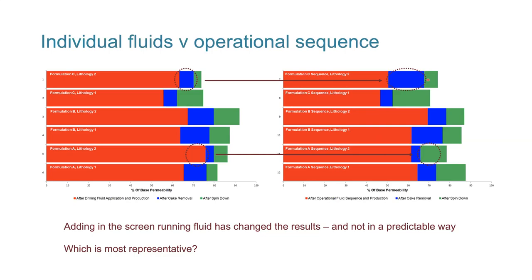Wasn't even high losses. So the first thing I'd like to say about making sure we get better test data is make sure we're testing full operational sequences. It's more difficult.